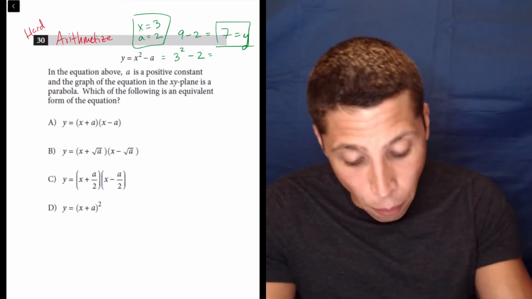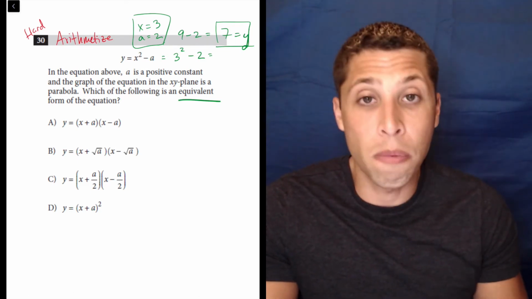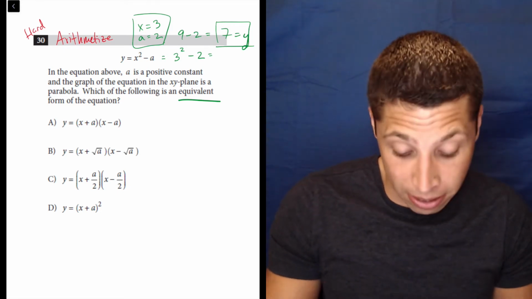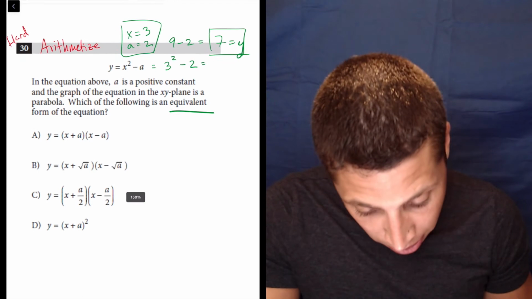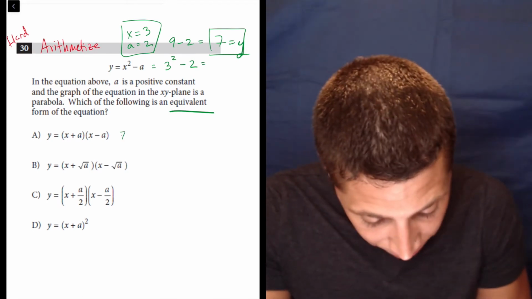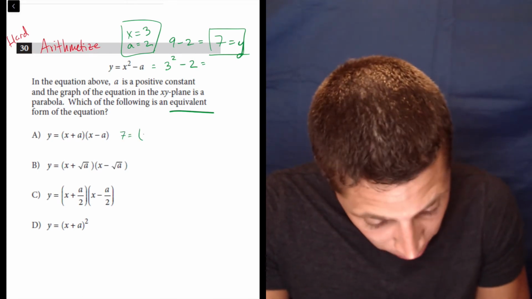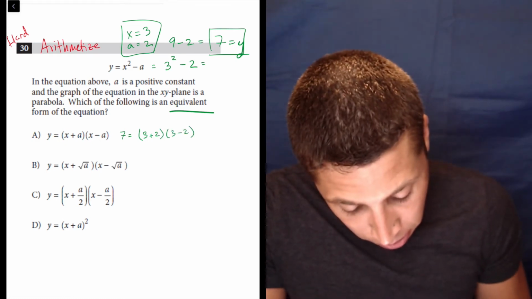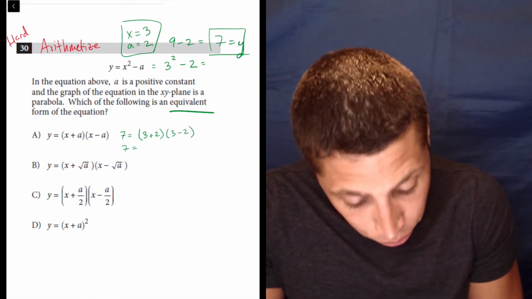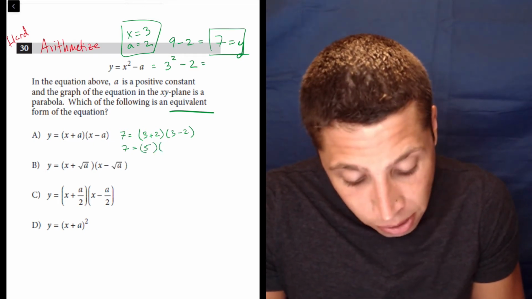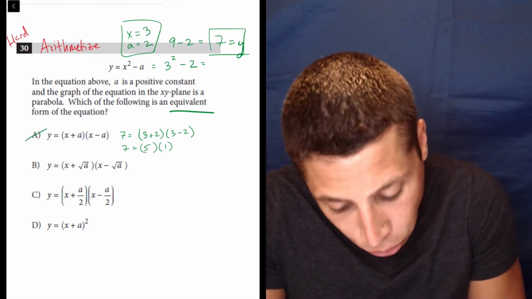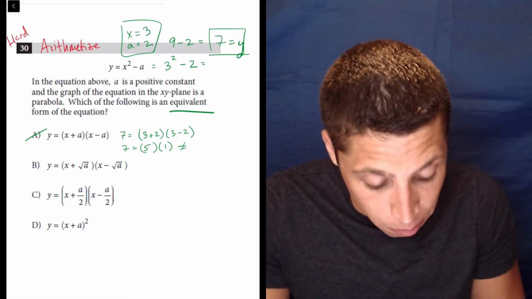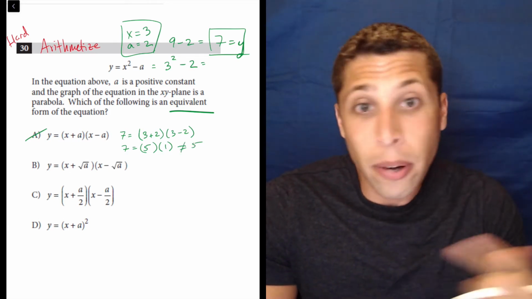And so basically now I want to say, well, this is an equivalent form of the equation, so everything should line up perfectly if I plug all these numbers into the answer choices. So let's look at choice A. So we're going to get 7 is equal to 3 plus 2 times 3 minus 2. So 7 is equal to 3 plus 2 is 5, 3 minus 2 is 1. Well, that's not true, right? Because 5 times 1 is 5. So this creates a problem. So that's how I know that choice A is wrong.